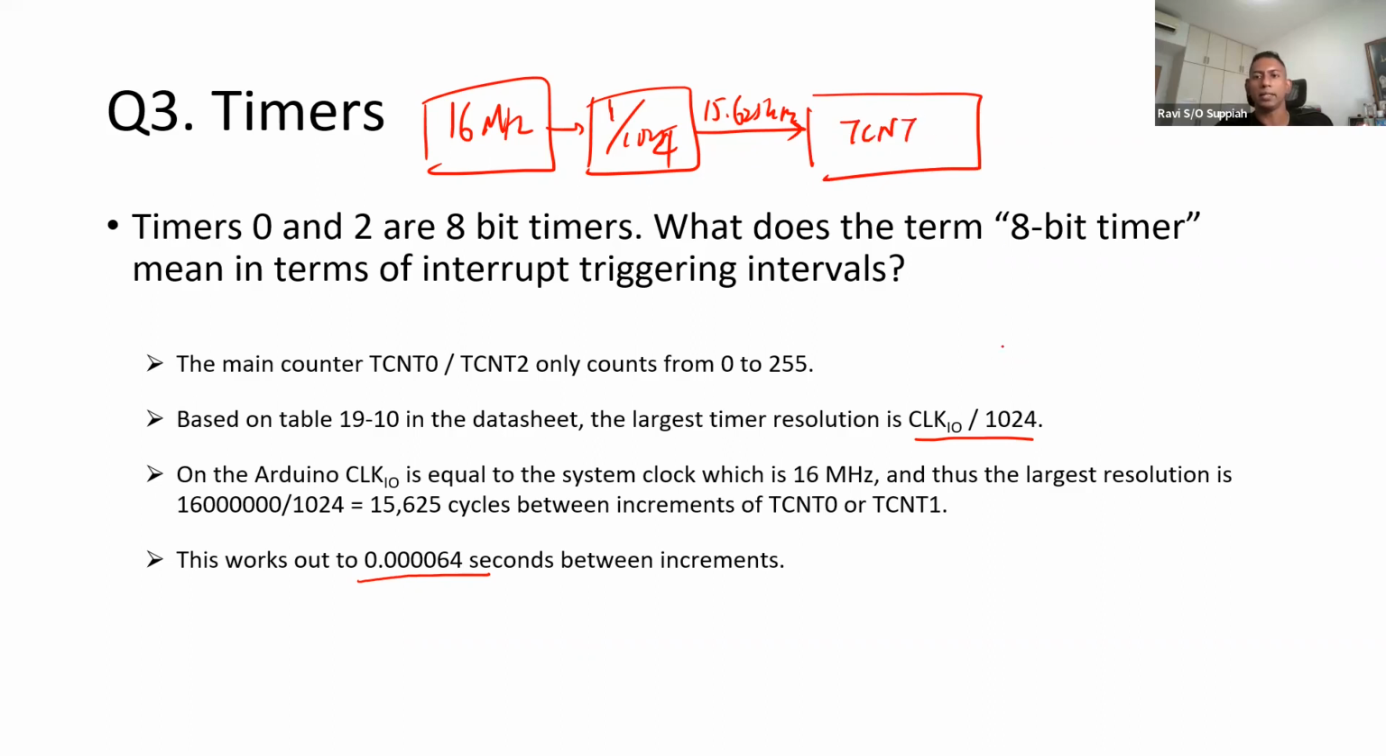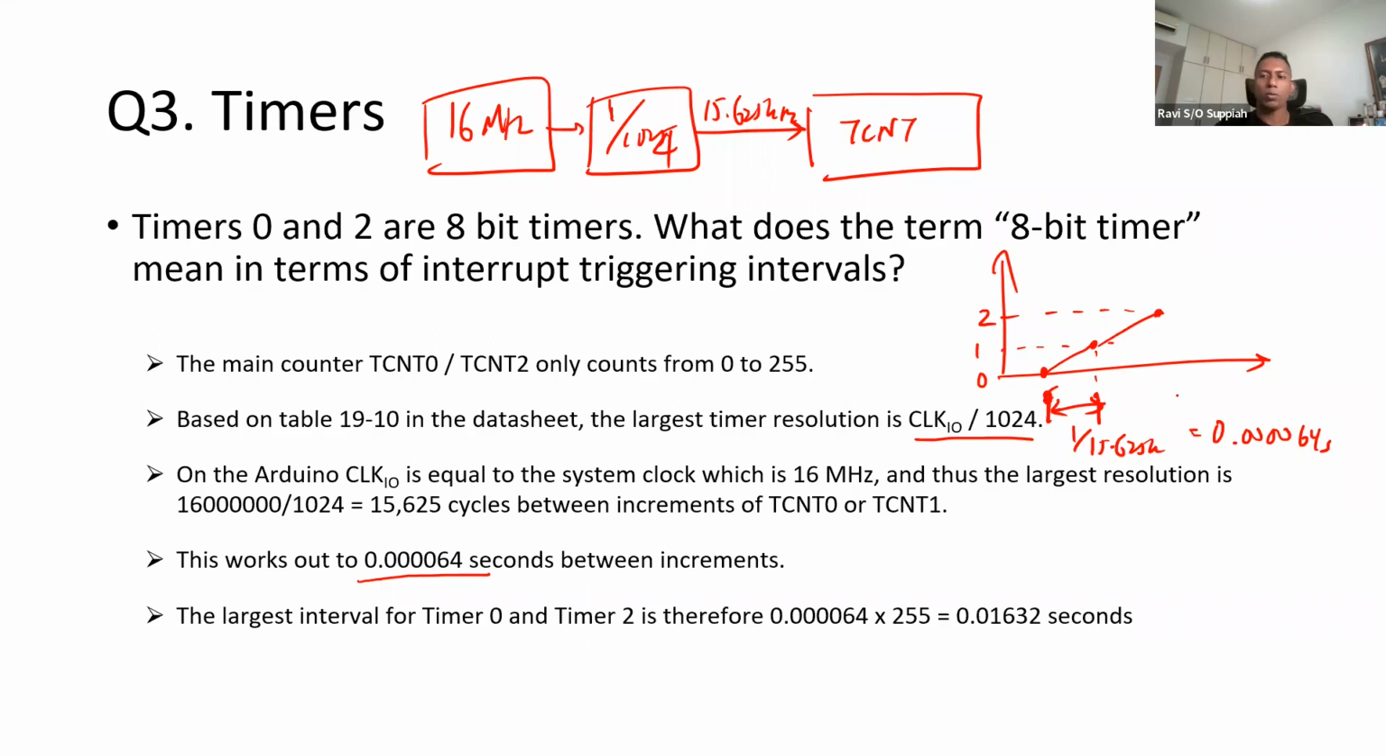So when my TCNT is incrementing, let's say this is my current count 0, my next count is 1, and the next count here is 2, assuming that it is incrementing. The delay between each increment is 1 by 15.625k, which is 0.000064 seconds. That is the interval between each increment of the TCNT register.